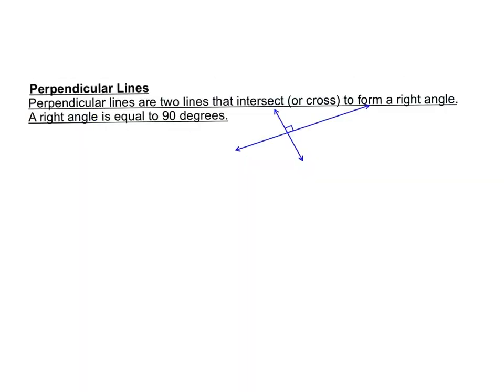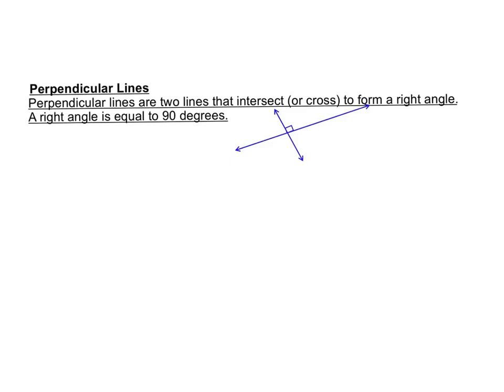Perpendicular lines. Oh, I thought you were going that way. Okay, perpendicular lines. Two lines that intersect across to form a right angle. In case you weren't aware of what a right angle is, a right angle is equal to 90 degrees.